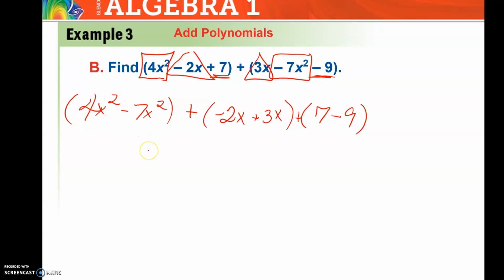So 4x squared minus 7x squared is negative 3x squared. Negative 2x plus 3x is 1x. 7 minus 9 is negative 2.